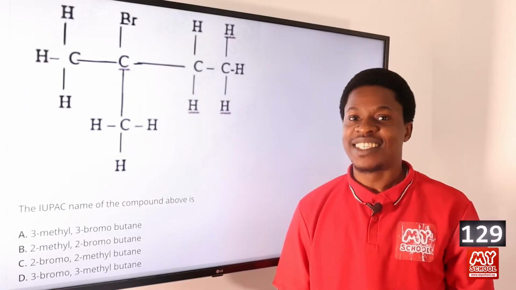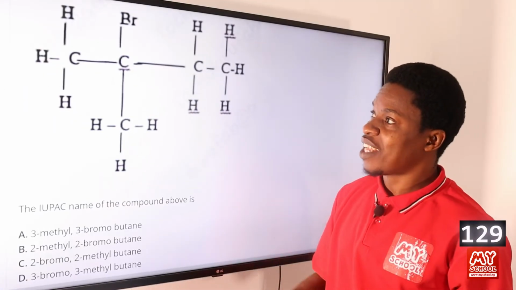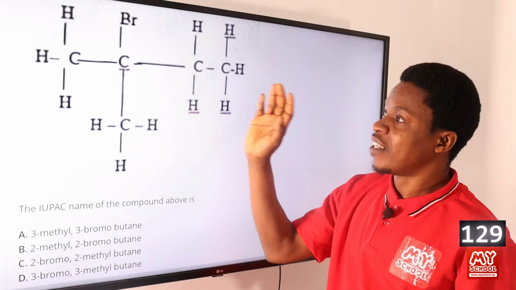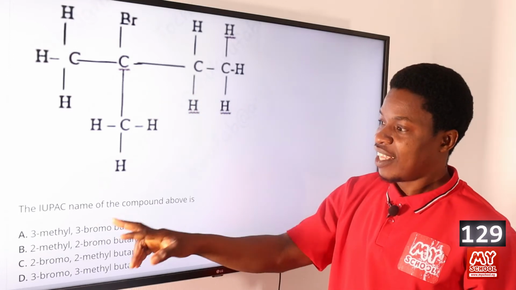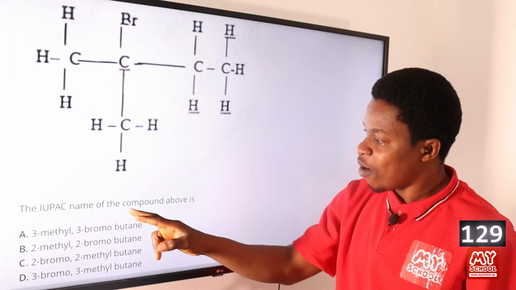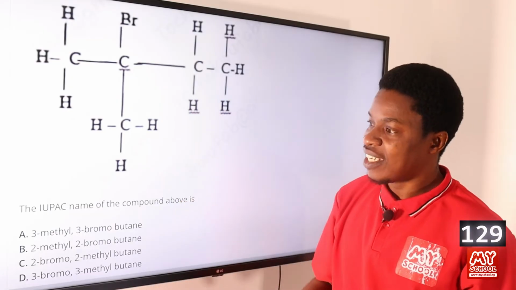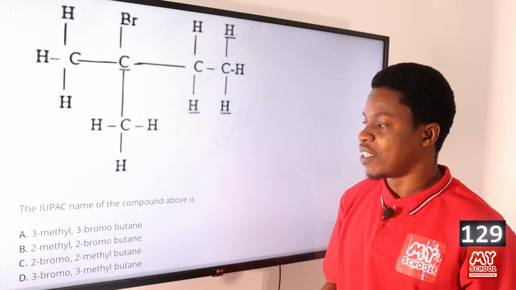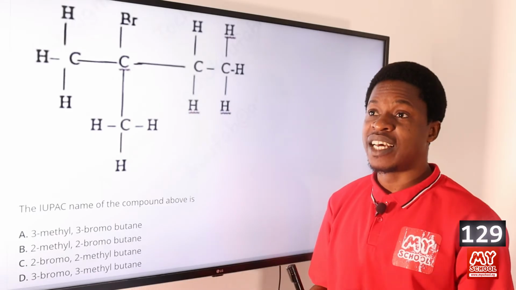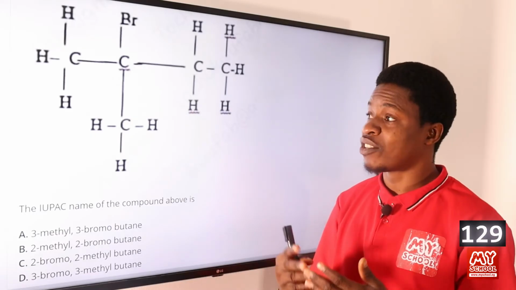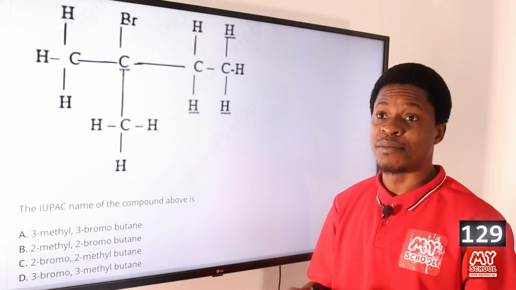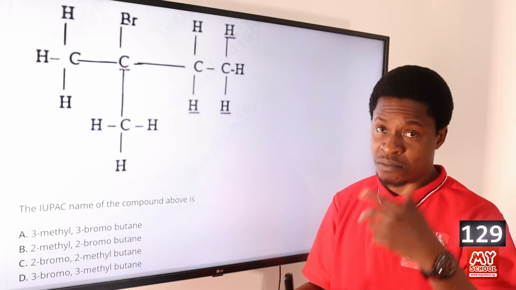Question 1 to 9. We have a compound here, you can see it. It says the IUPAC name of the compound above is. We have trivial names, the old names by which some of those compounds were called. Trivial names are easier names that were easily used in the olden days.